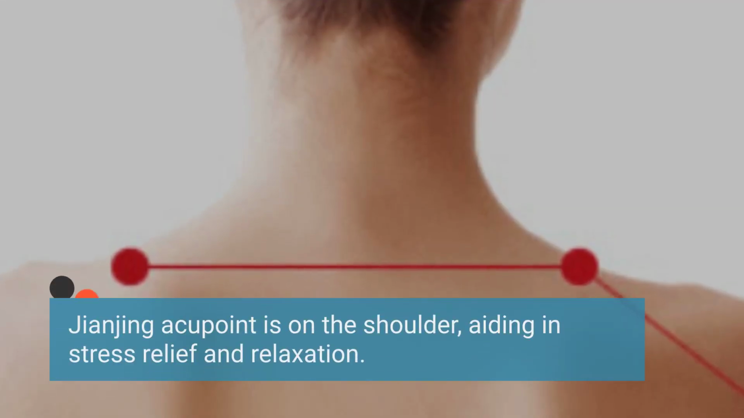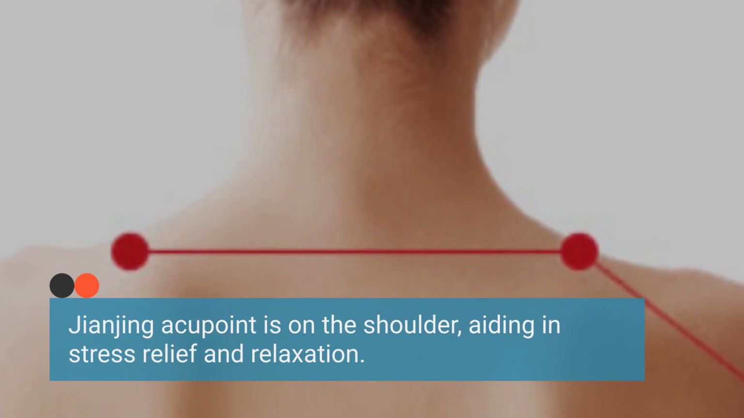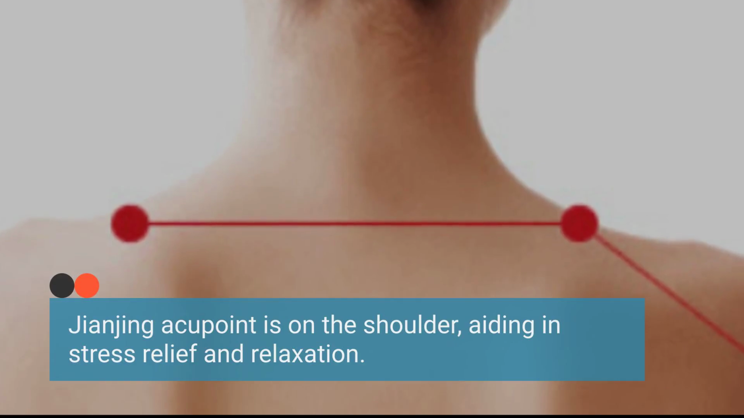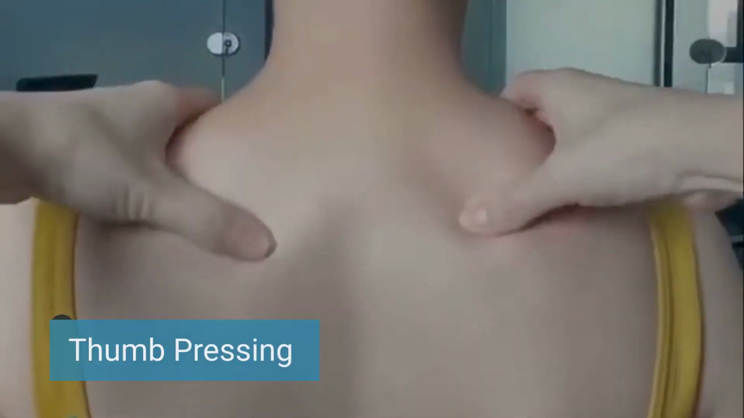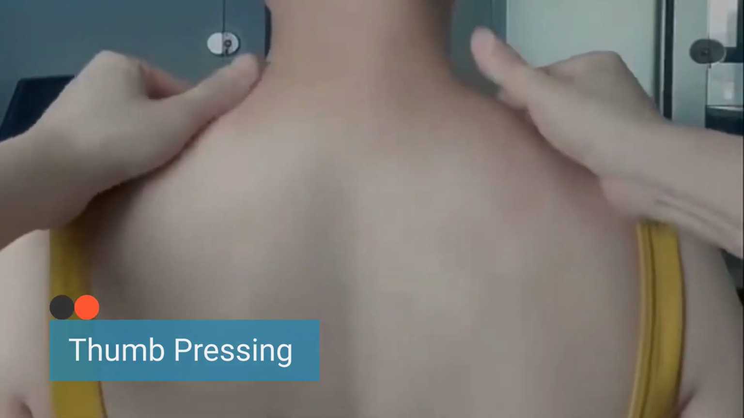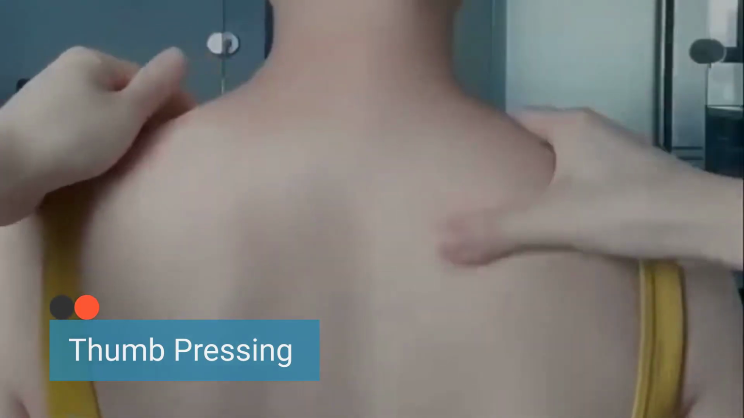Location: Jianjing is located on the shoulder, approximately midway between the neck and the outer shoulder. Massage method: use your thumb or middle finger to press Jianjing, gradually increasing the pressure, and hold for 1 to 2 minutes. You should feel a slight soreness, but don't overdo it.